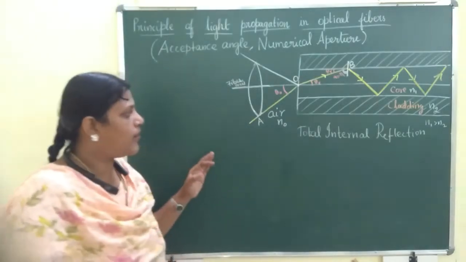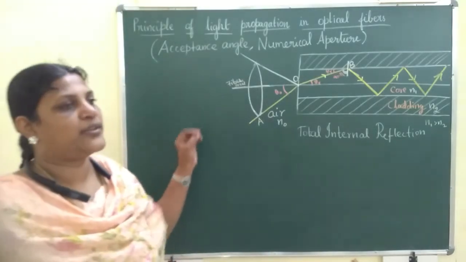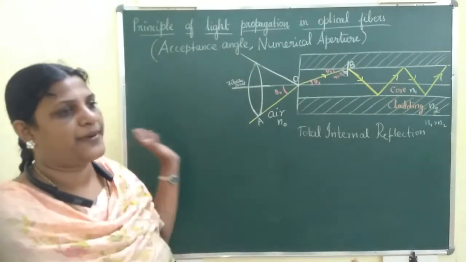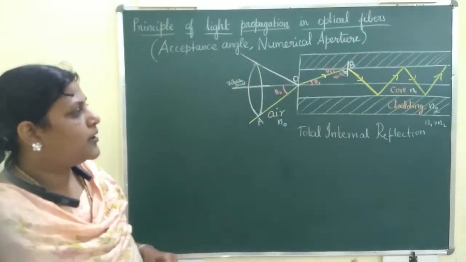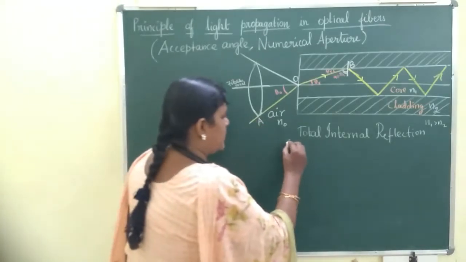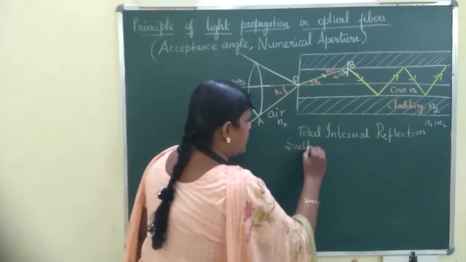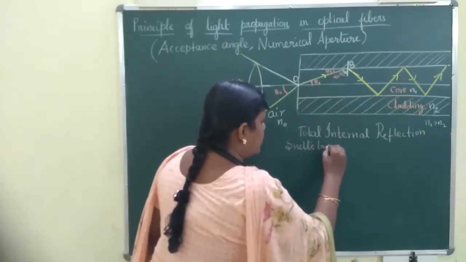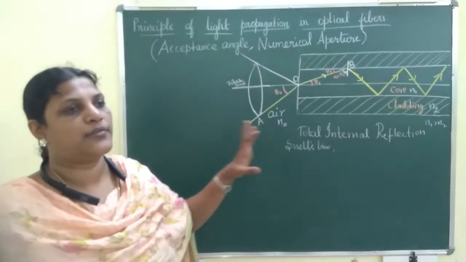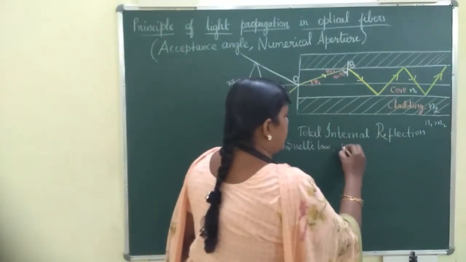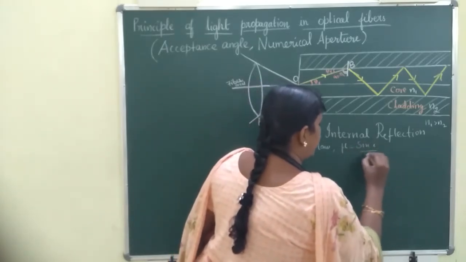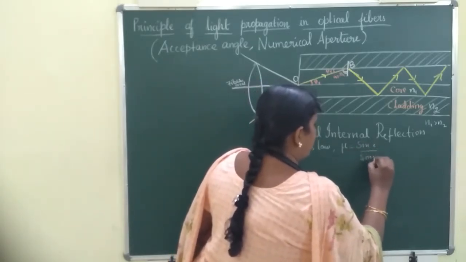Okay, so now what is our case? We need to derive the acceptance angle and numerical aperture. Okay, now we have already studied Snell's law. Okay, Snell's law. Here we can calculate the refractive index. Refractive index mu is equal to sin I divided by sin R.